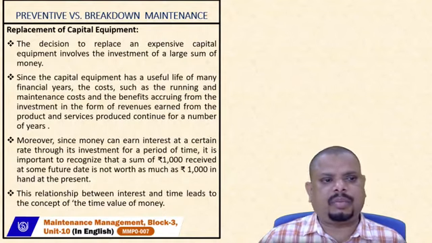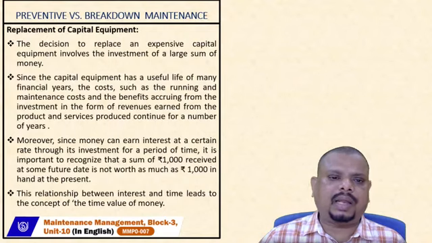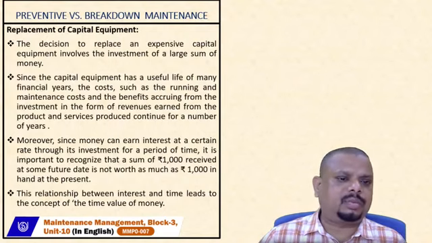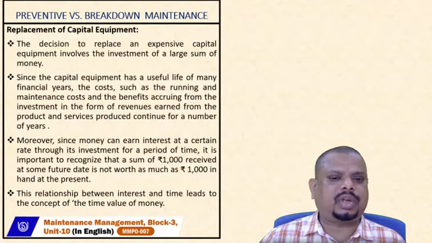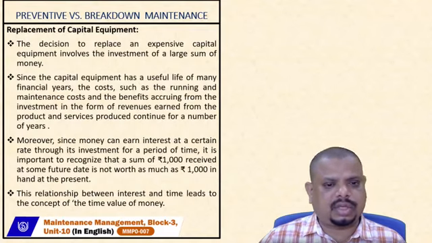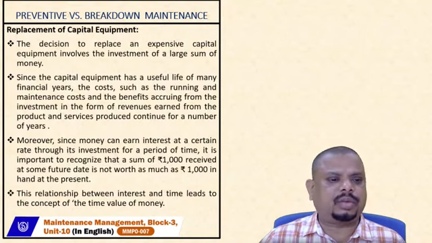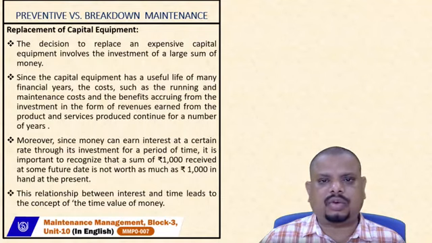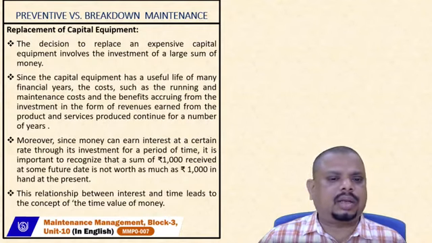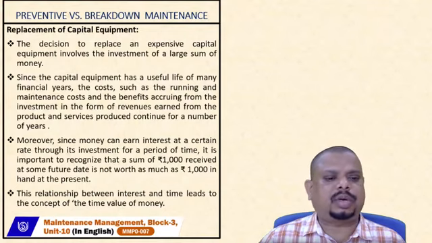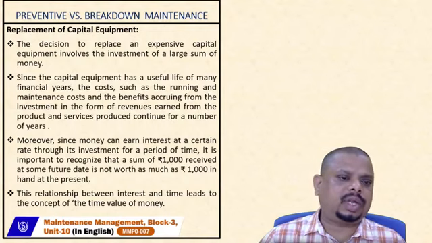So before implementing the replacement of capital equipment, you have to take the decision about the highly expensive capital equipments. The next important part is that capital equipment has a useful life of many financial years. So here you have to focus upon costs such as running and maintenance cost, and benefits accruing from the investment in the form of revenue earned, or you can simply focus upon the return on investment of this capital equipment after a certain amount of running life. Then the next important part, you have to focus upon the product and service produced continuing for a number of years. In this way, you have to take the decision.